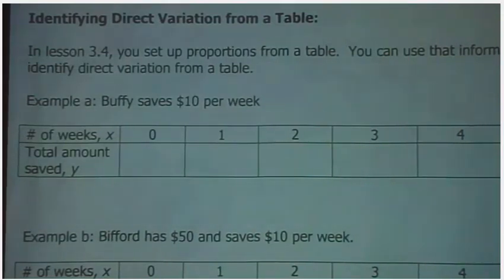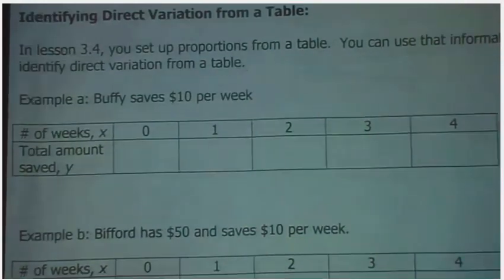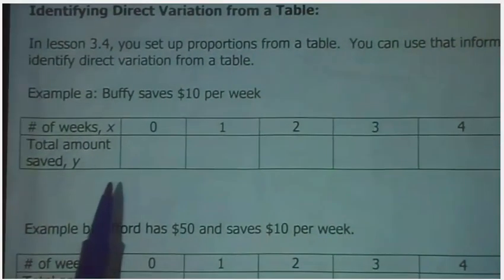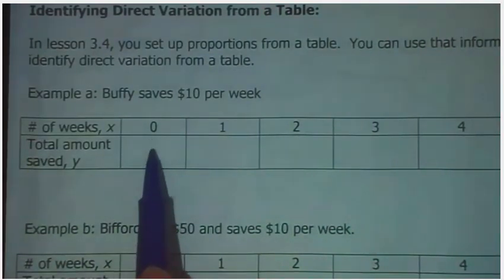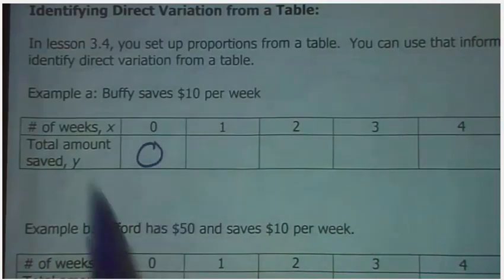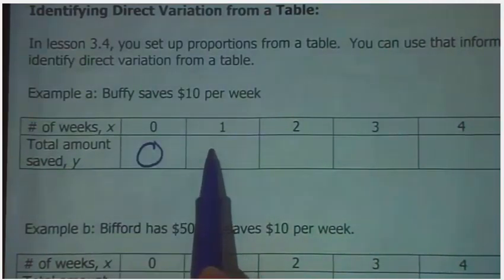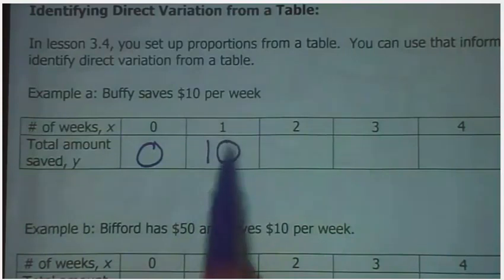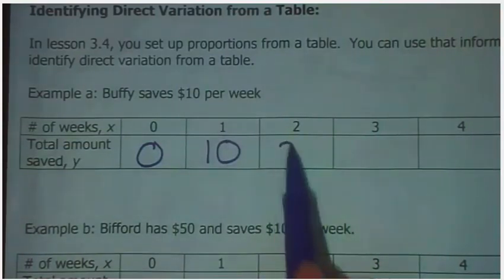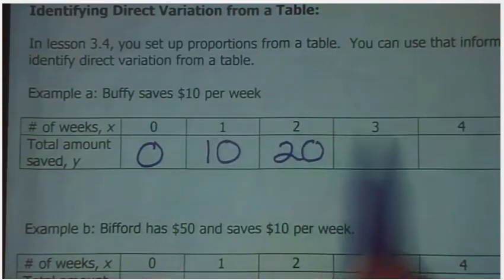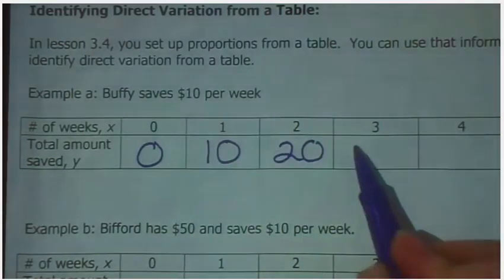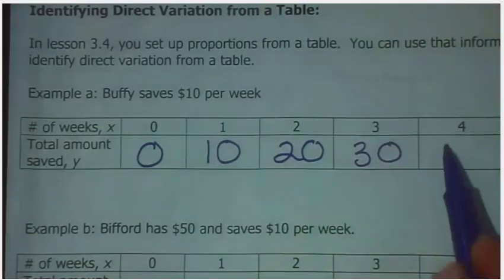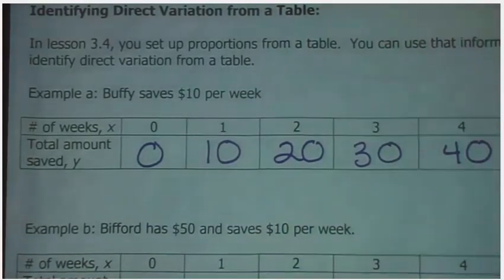Buffy saves $10 per week. She's saving to get her hair extensions. So if she's saving $10 per week and she's just started saving, she's just made this decision, so after 0 weeks, Buffy has no money. After a week, how much would she have? You're right, $10. And then after 2 weeks, $20. Notice that all you're doing is adding $10 a week or taking the number of weeks multiplied by how much she's making. So she'd have $30 after 3 weeks and $40 after 4 weeks.